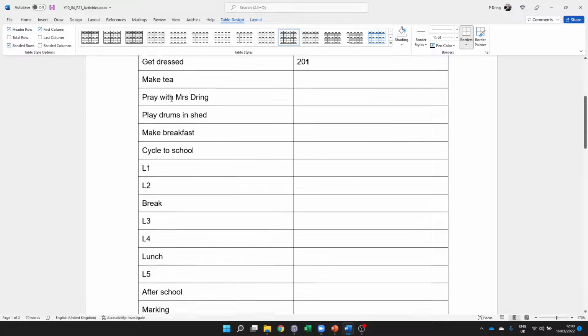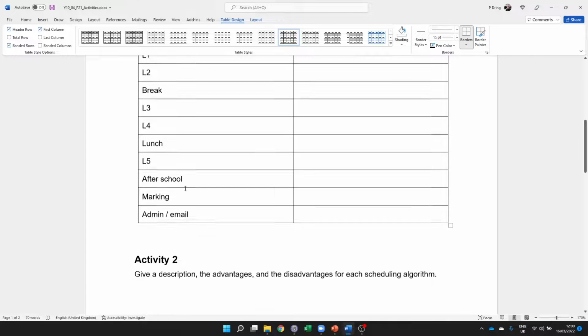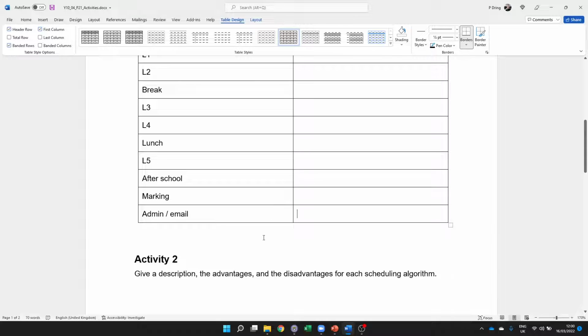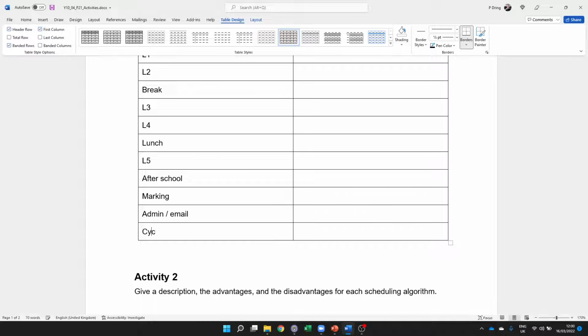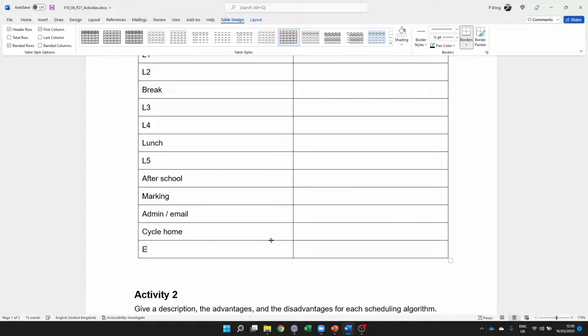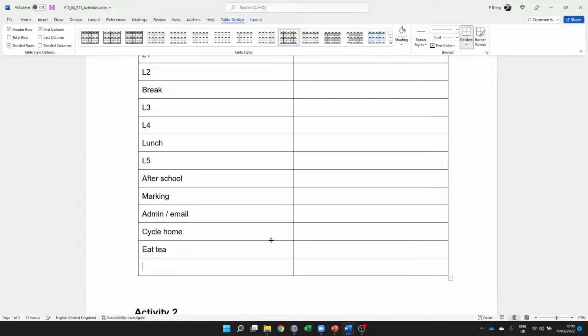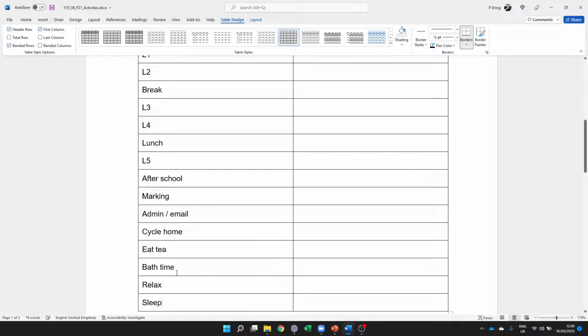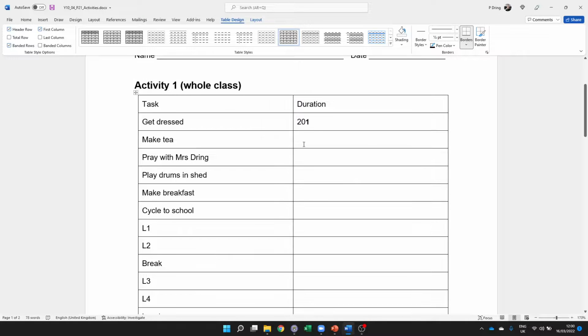So I'm not going to do this in terms of like from start to finish, but I have to do admin and email all of the time. I have to get home, eat tea, bath time, put the boys to bed, more marking / admin. I'm going to include that all up there. And then eventually, some relaxed time and some sleep. So those are all of my tasks.